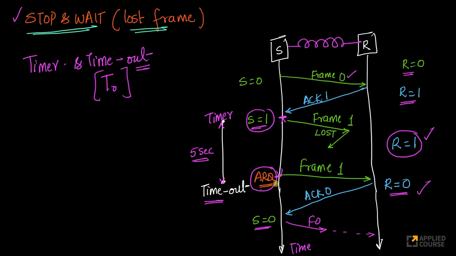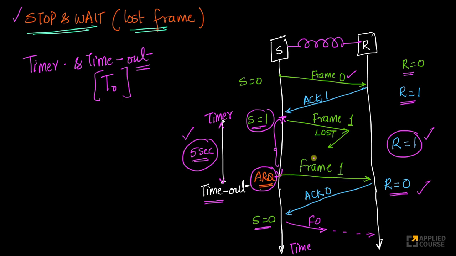And once the time outs, it will set some timer for itself, right? A reasonable amount of time. Once it doesn't get the acknowledgement, it will simply resend the packet. Very simple scheme here. But of course, the total time now to send frame 1 has increased because we waited for these 5 seconds. We did not get any response.